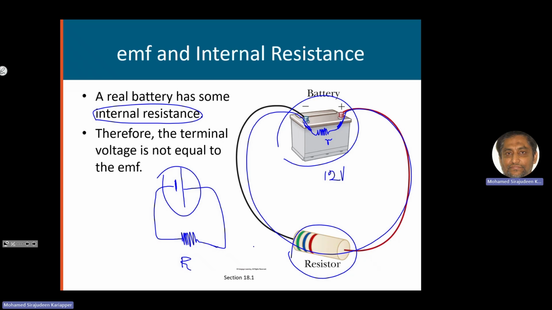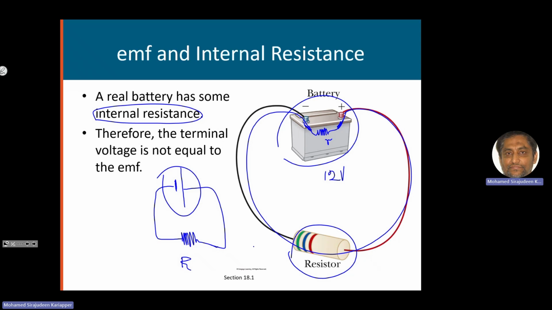Any battery will have its own resistance. We call it internal resistance. An ideal battery should not have any internal resistance, it should be zero. But practically all batteries will have internal resistance. It is there, we cannot help it.